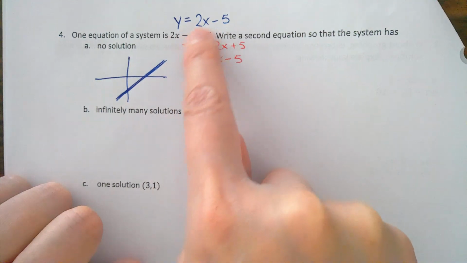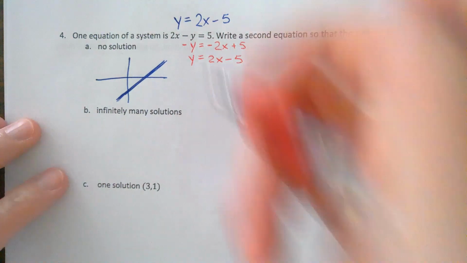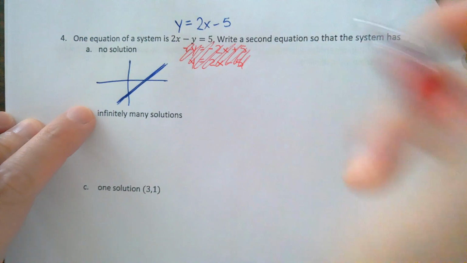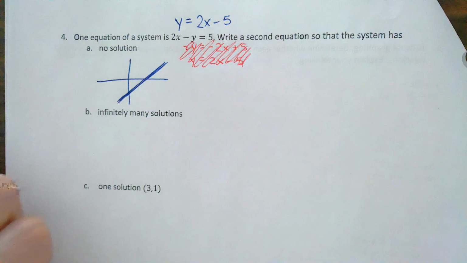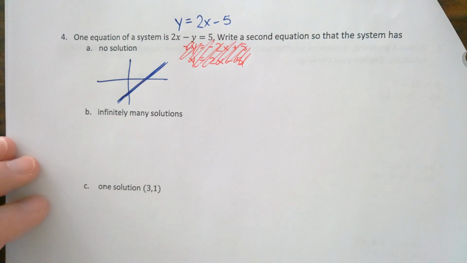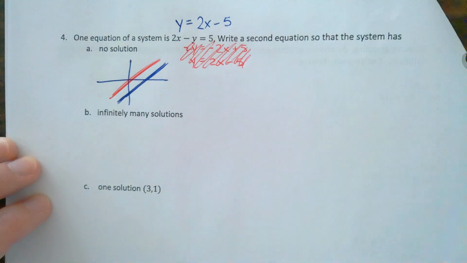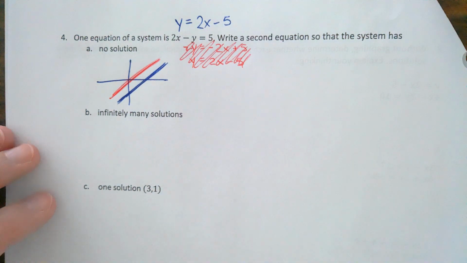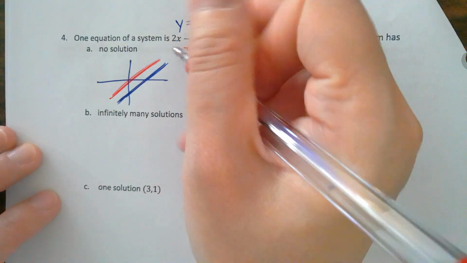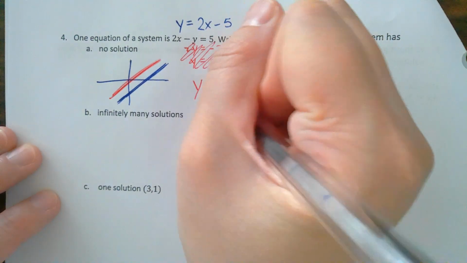So this blue line is this right here, just so I don't confuse you guys. Okay, if I were to draw a second line on here that has no solution, what type of line am I drawing, Nelia? Parallel. Okay, so I need another line that looks something like this. So if this is my equation, give me an example of the red line.